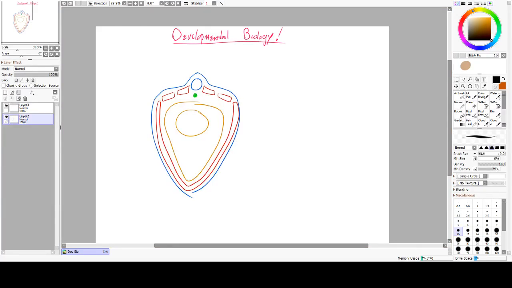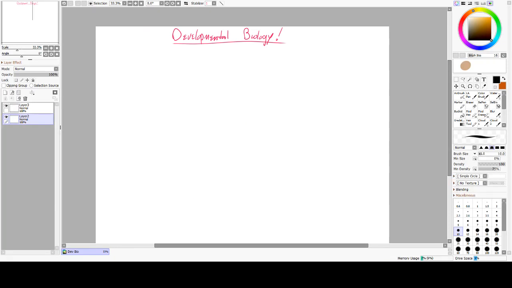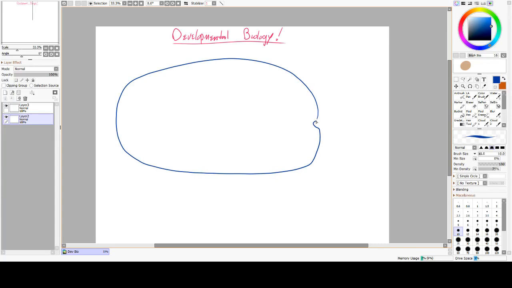And so, let's see, do we want to draw a very early embryo? Yeah, let's do that. Let's draw a very early embryo. Again, I'm going to have to use this, because like I said, the stabilizer helps so much. Okay. Lighter blue for this one. Not light enough.